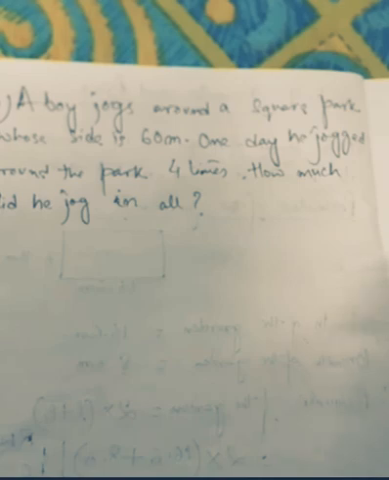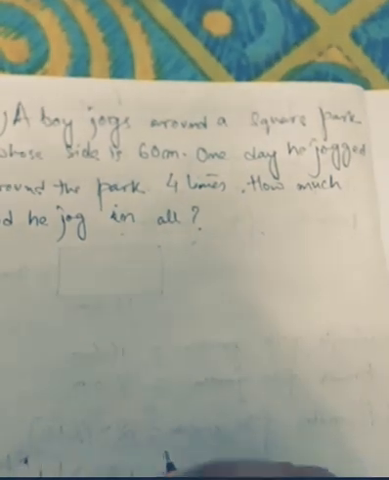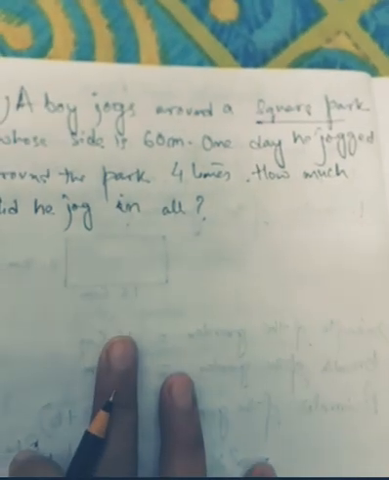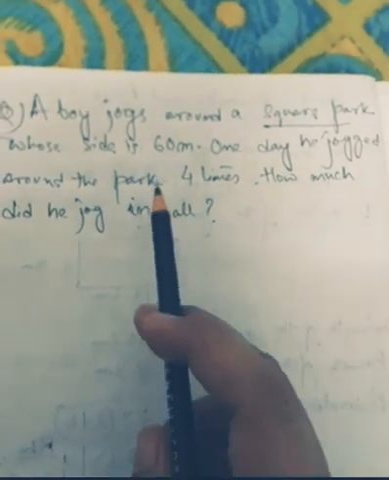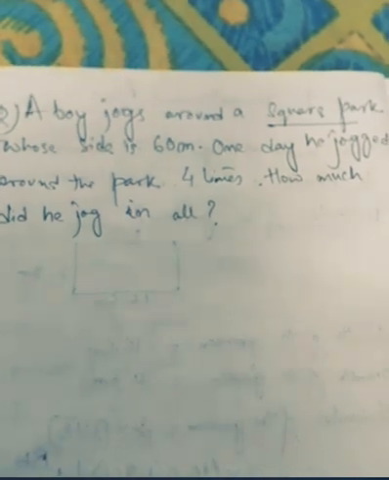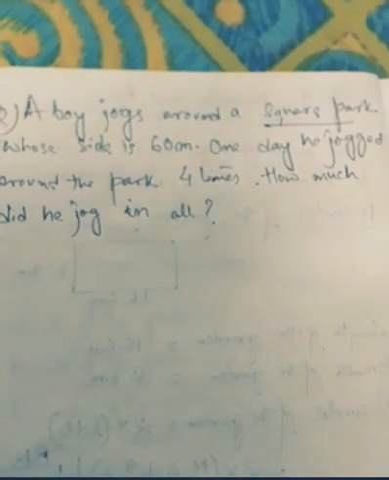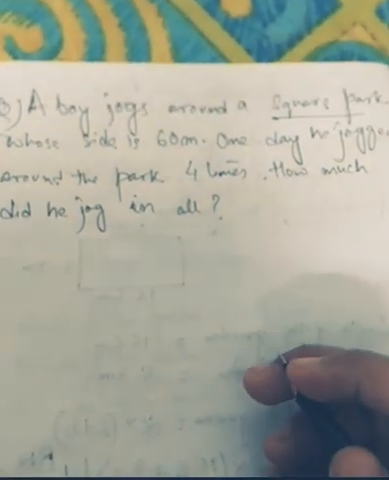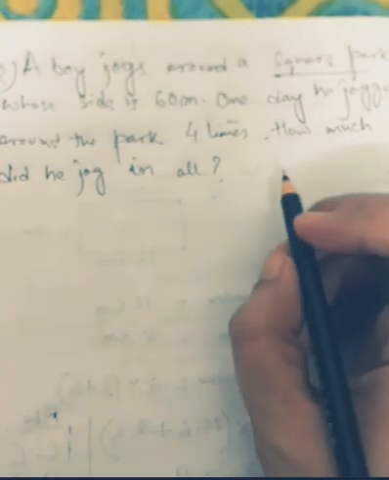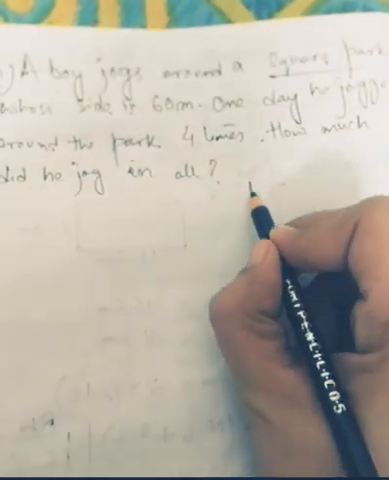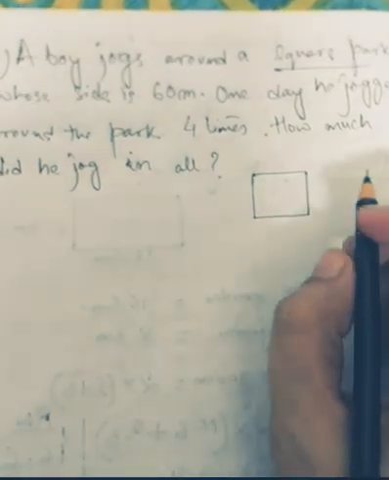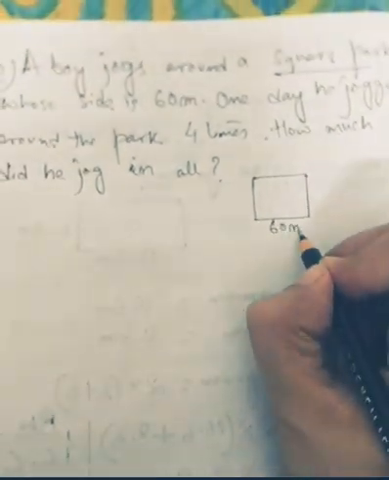The next question is: a boy jogs around a square park. Now notice, square, the shape is already given, whose side is 60 meter. One day he jogged around the park 4 times. He moved around the park 4 times. How much did he jog in all? So let us draw the diagram first. This is a square given and one side is 60 meter.